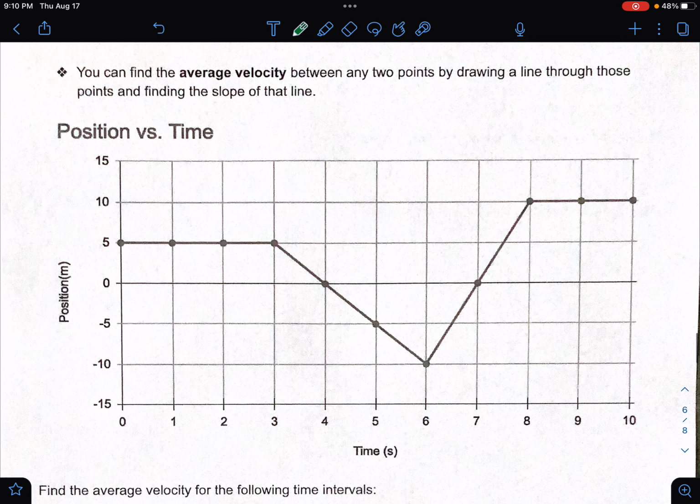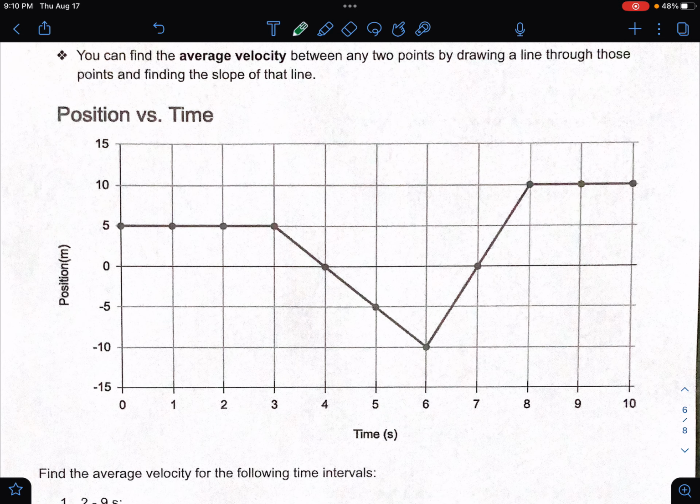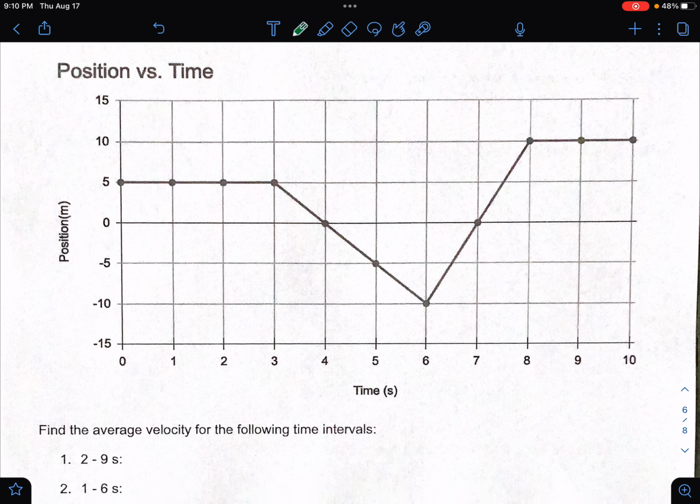Okay, so from 0 to 3 seconds, I have no motion going on, so we're just sitting still at 5 meters. And then we have a constant negative motion for the next 3 seconds going down to negative 10 meters, and then we're going to turn around and do a constant positive motion forwards up to 10 meters, and then we're going to sit still again at 10 meters from 8 to 10 seconds. So that's just kind of me describing what's going on in this graph.